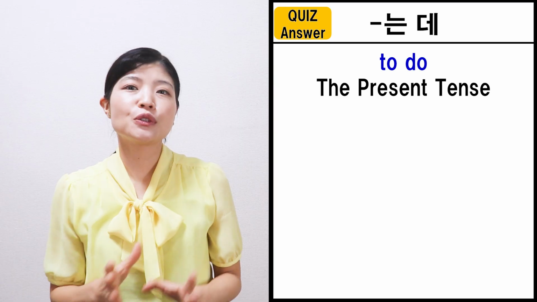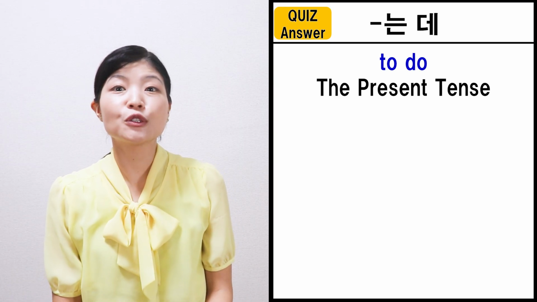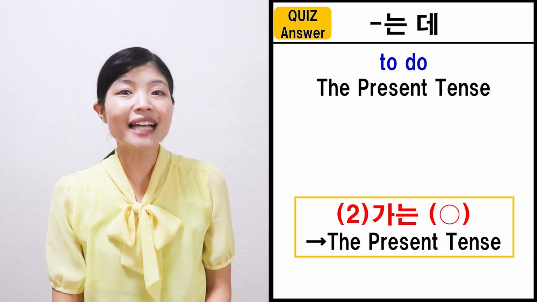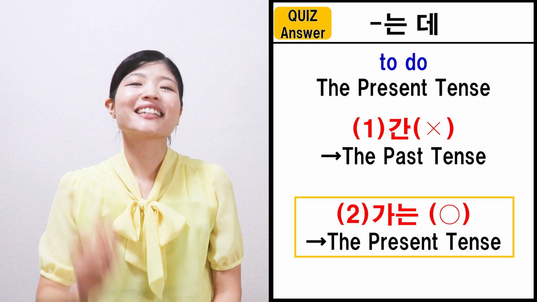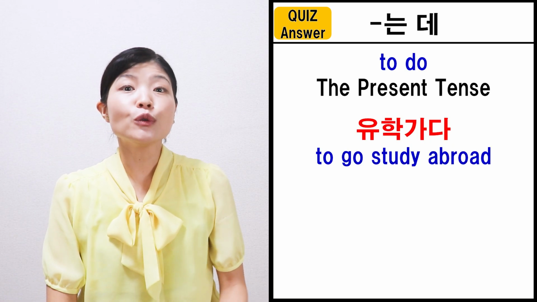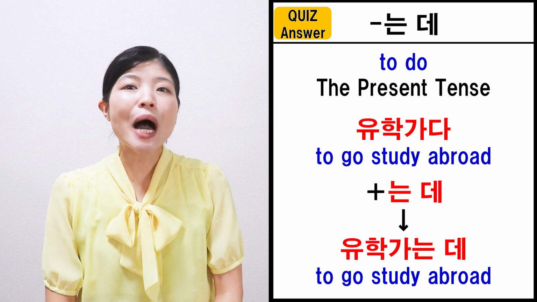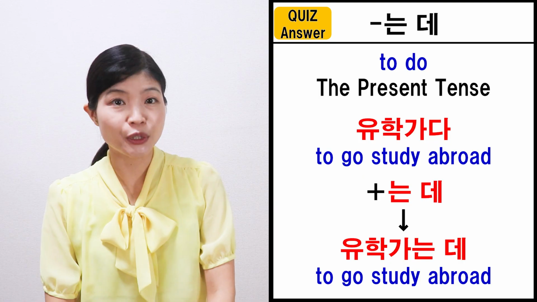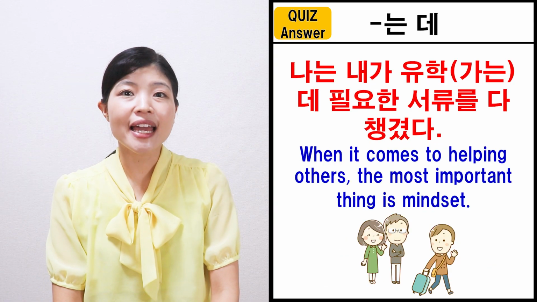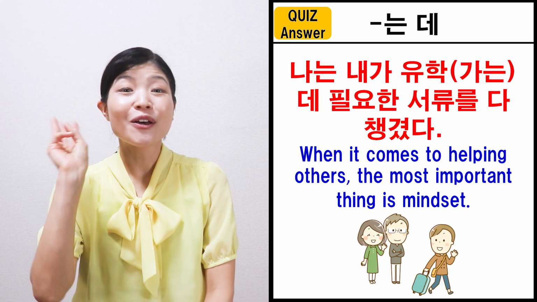The expression to do is always in the present tense. Therefore, it is appropriate to use the present tense as in number 2, 가는, instead of the past tense as in number 1, 간. To explain the grammar, 유학 가다 means to go study abroad. You add 는데 to the verb stem to make 유학 가는데 to go study abroad. Now, let's read it together. 나는 내가 유학 가는데 필요한 서류를 다 챙겼다. Please read it at least 3 times.